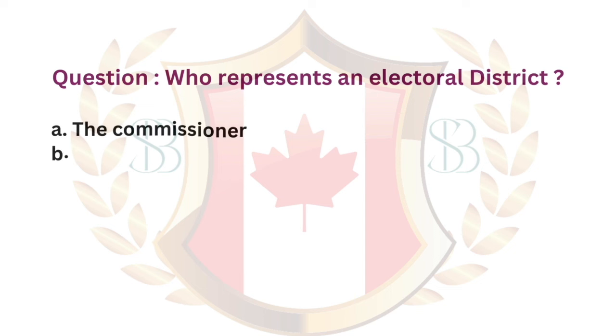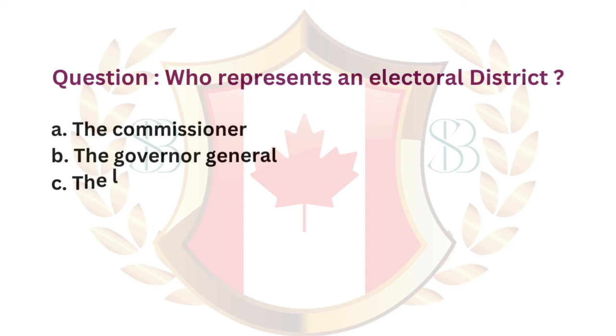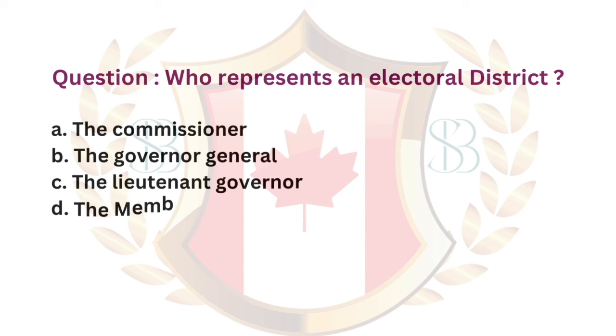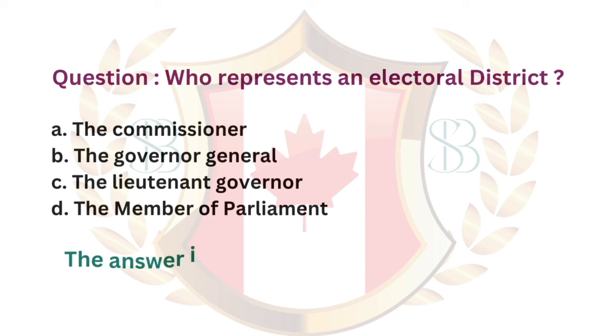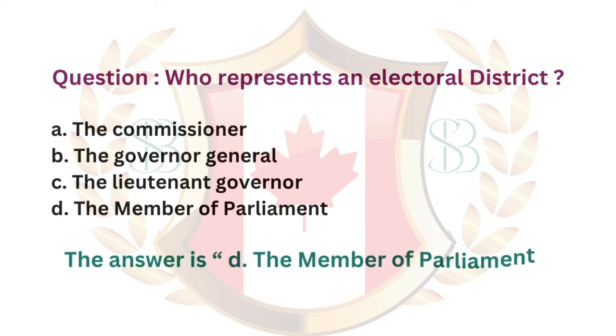Question. Who represents an electoral district? A. The Commissioner. B. The Governor General. C. The Lieutenant Governor. D. The Member of Parliament. The answer is D. The Member of Parliament.